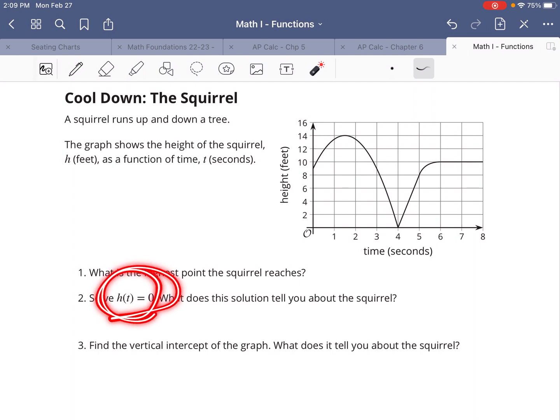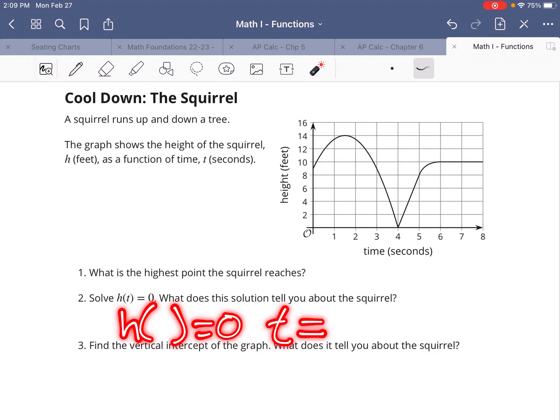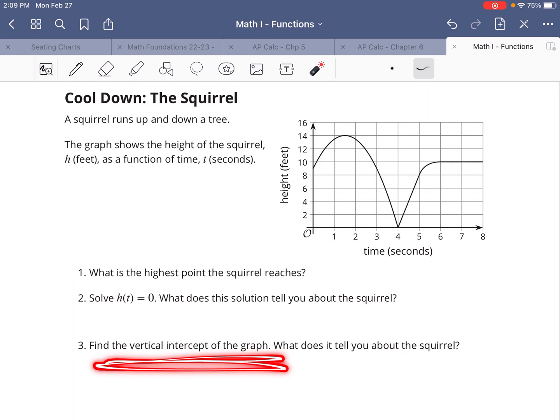At what time? Remember, a solution is a number or numbers that replace a variable or variables to make an equation true. So h of what equals 0? You're going to give your answer as t equals some number. Find the vertical intercept of the graph. Vertical axis. What does it tell you about the squirrel? If you have any questions about this, let me know.